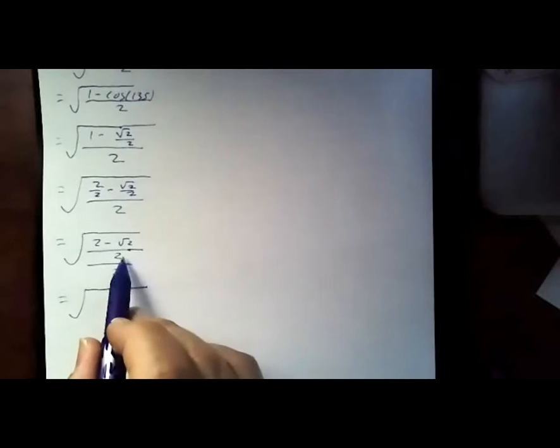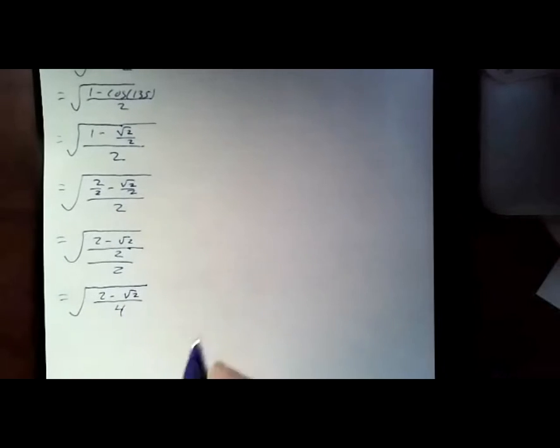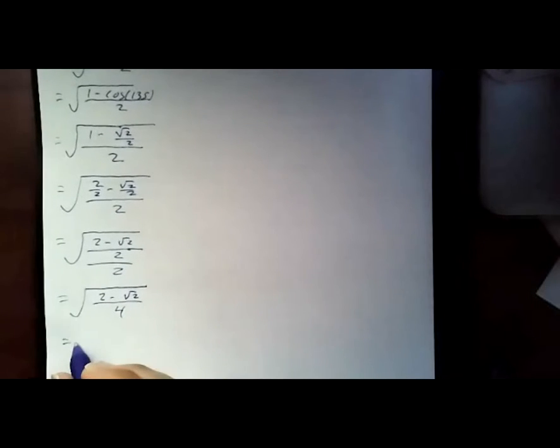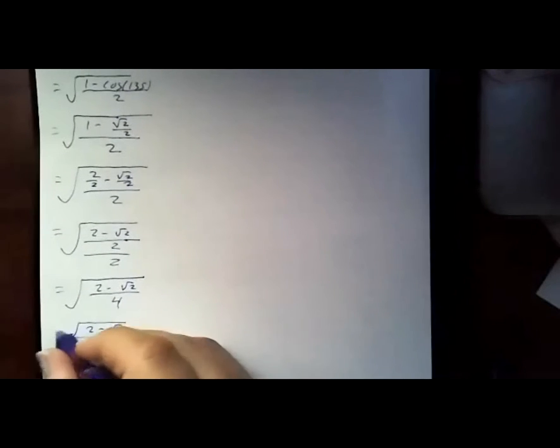If you cut half in half, you get a quarter, right? So 4. Square root of 4 is 2. And that's it. It's positive. There's just a smudge there.